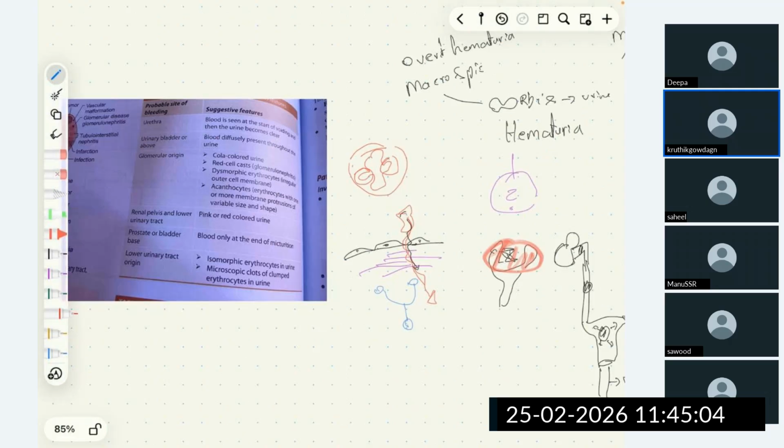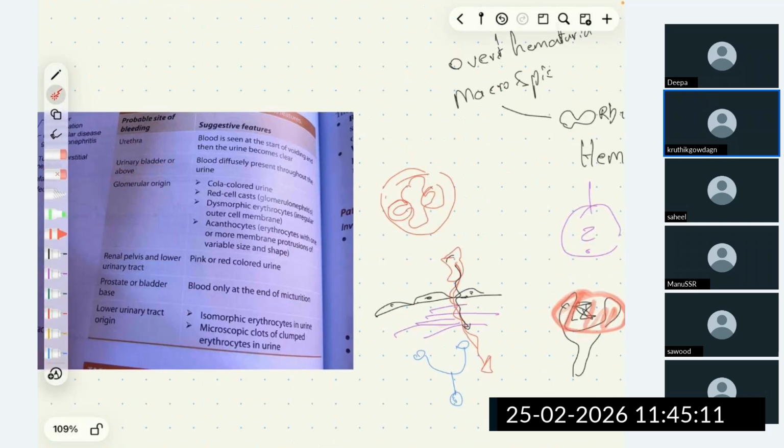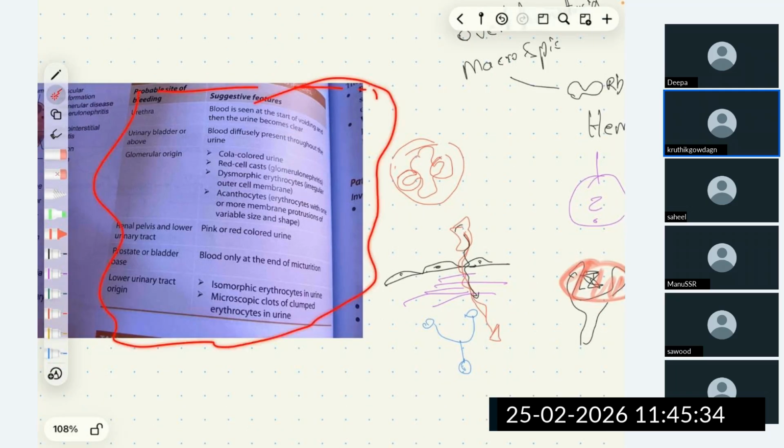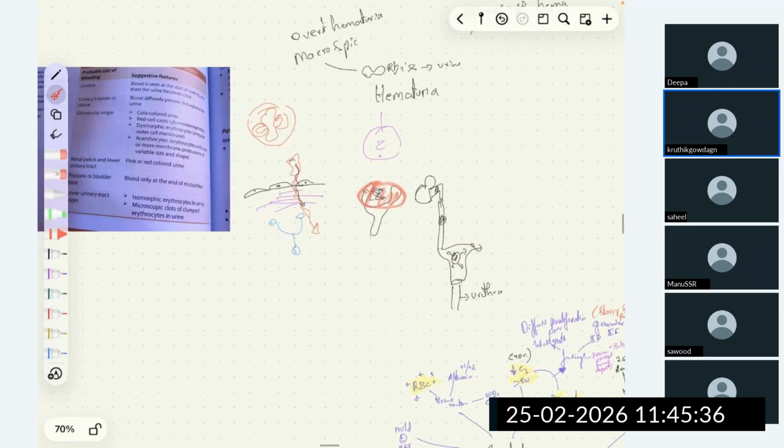If the disease is of glomerular origin, we see the features above. If it is the urinary bladder or above, we see blood diffusely present throughout the urine. If it is the prostate or bladder base, we see blood at the end of micturition. If the urethra is involved, blood is seen at the start of voiding and then the urine becomes clear. So I have put all this in a table from the start.